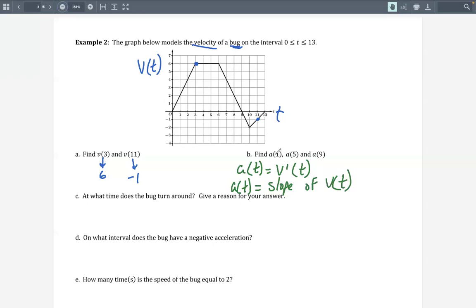So if I plot a point at 1, we're here. So we're looking for the acceleration, which is the slope on this path. So the slope is constant at up 2 over 1, up 2 over 1, up 2 over 1. So the acceleration at time 1 is 2.